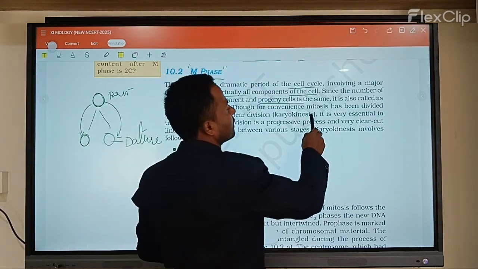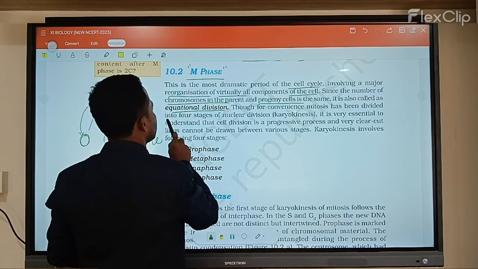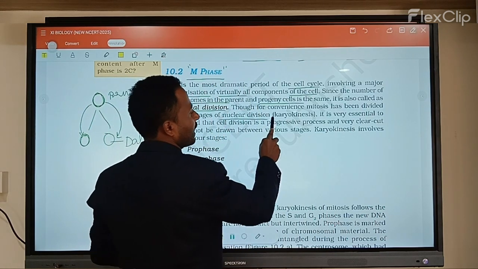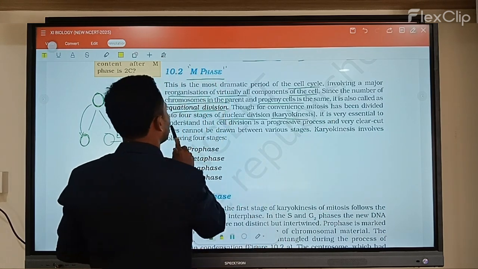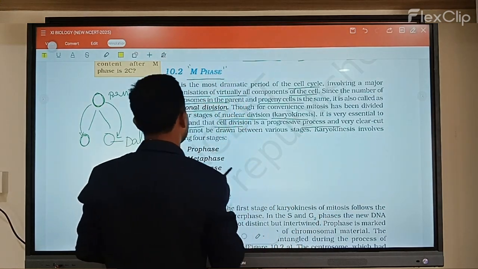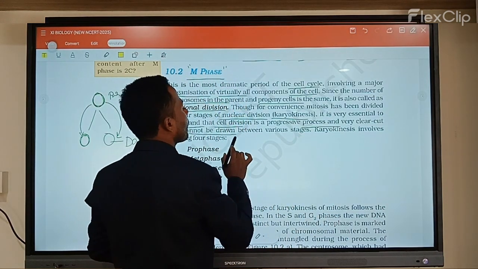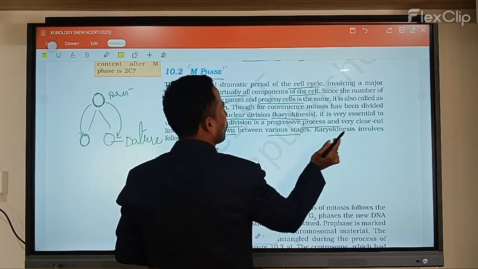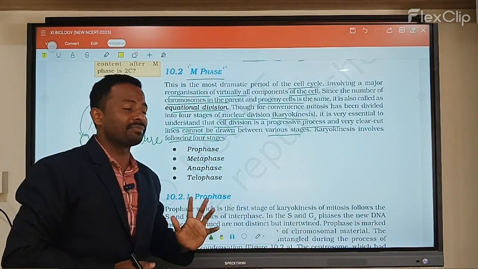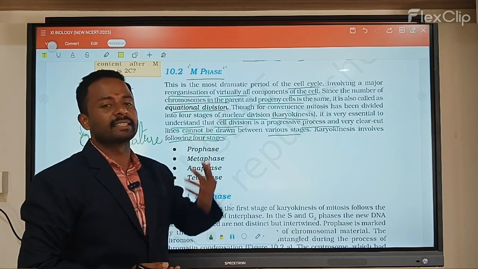For convenience, mitosis has been divided into four stages of nuclear division, that is karyokinesis, which is very essential for understanding cell division. It is a progressive process, and very clear-cut lines cannot be drawn between the various stages. Karyokinesis again involves four steps. So nuclear division is very important for the study of the cell cycle.